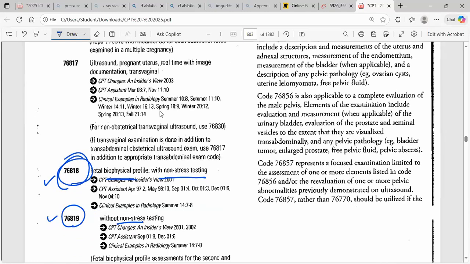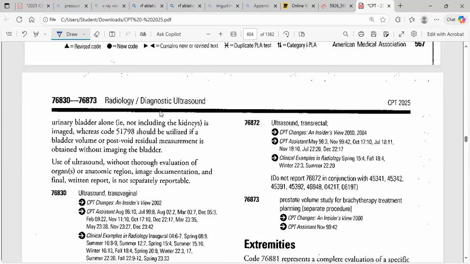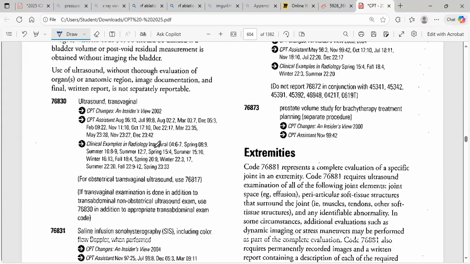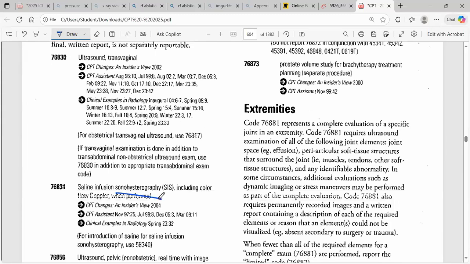We have these codes here. Let me pull the codes. So you can see here, the first one is ultrasound transvaginal. Transvaginal means through vagina. So if the ultrasound is used to look at the female reproductive organs such as uterus, ovaries, cervix, vagina, then we are going to consider it as a transvaginal. Sonohystrography, next code, this one, sonohystrography.